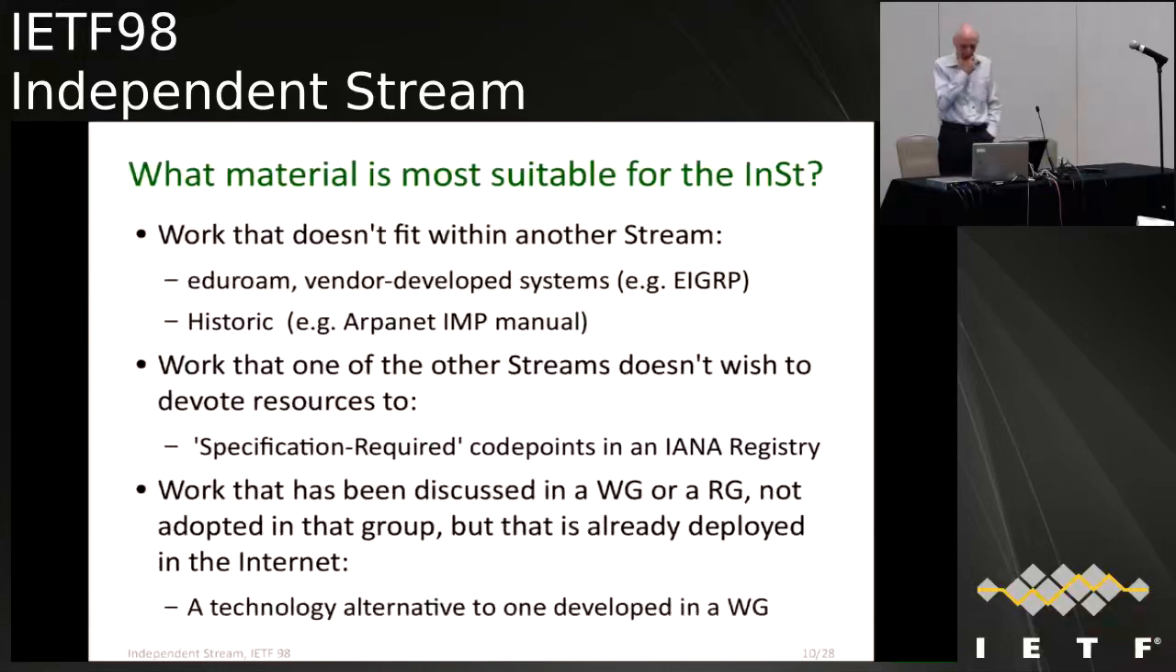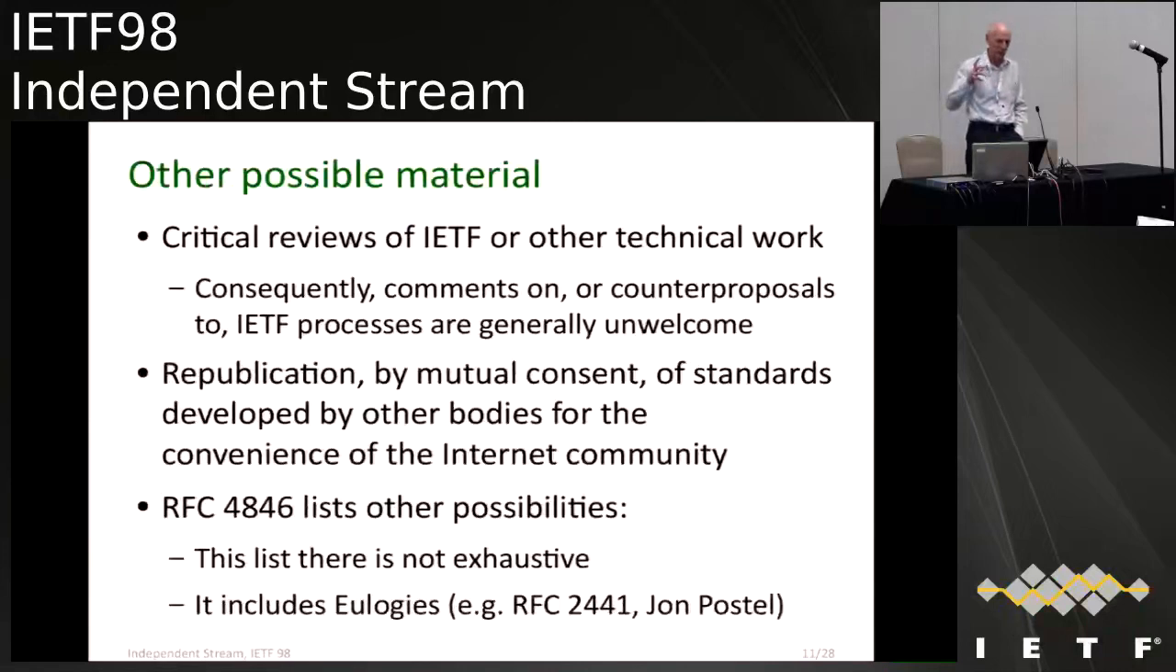Now, what about other things going on? These ones are the categories from 48, 46. And the outer level bullets are from 48, 46. Critical reviews of IETF or other technical work. Well, as an example of that, I had a submission which was documenting the discussions inside a working group where they'd been developing a particular protocol.